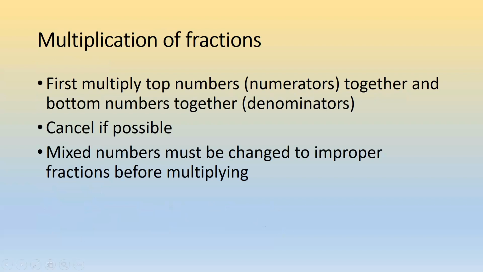First, the principle here is that you first multiply top numbers, that is the numerators, you multiply them together, and bottom numbers together. Secondly, you can cancel if possible. That is where there is a possibility of canceling out and simplifying the fractions better. And then mixed numbers must be changed to improper fractions before multiplying.